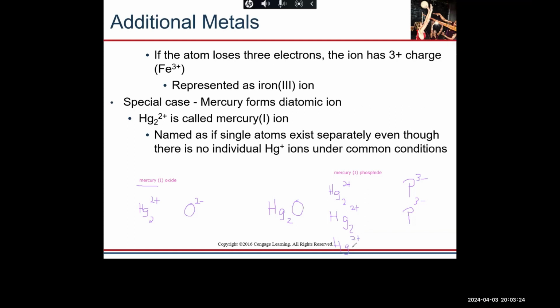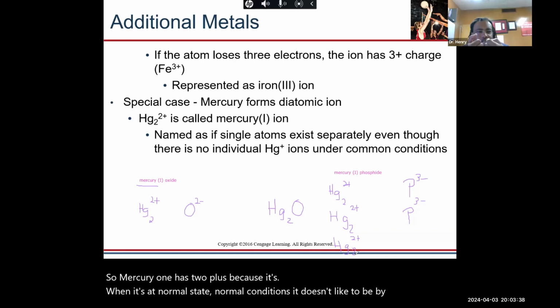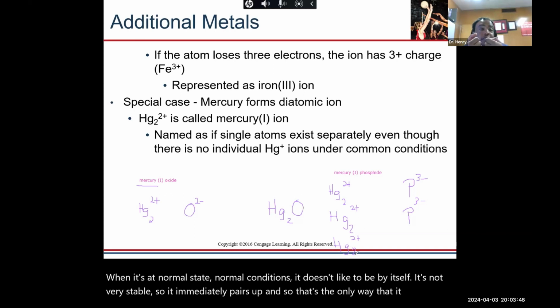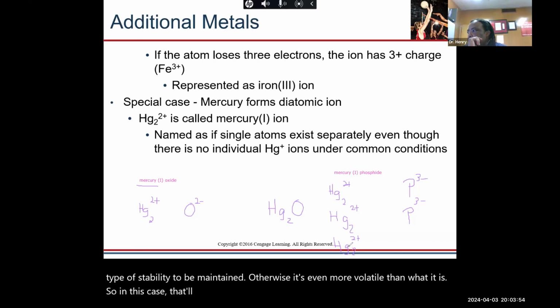Why does mercury have 2 plus? So mercury 1 has 2 plus because at normal conditions, it doesn't like to be by itself. It's not very stable, so it immediately pairs up. That's the only way that it finds some type of stability. Otherwise, it's even more volatile than what it is. So in this case, that'll be 2, 4, 6. So it'll be 6 mercury, Hg6P2.